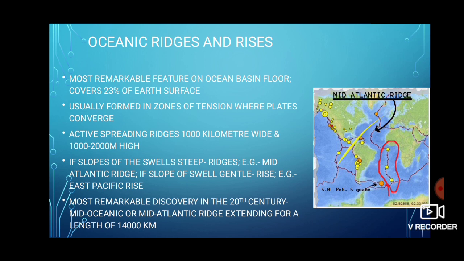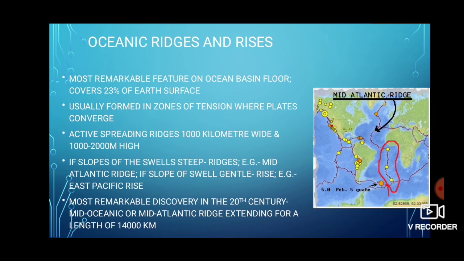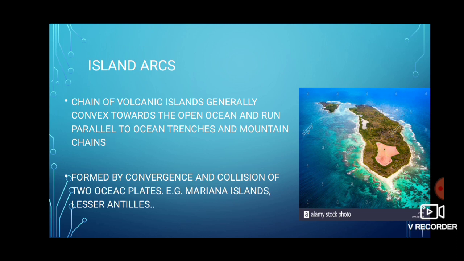So we will be moving to island arcs. What is an island arc? An island arc is a chain of volcanic islands. They look almost convex towards the open ocean and run parallel to ocean trenches and mountain chains. So an island arc is a chain of volcanic islands which is generally convex towards the open ocean and runs parallel to the ocean trenches and mountain chains.